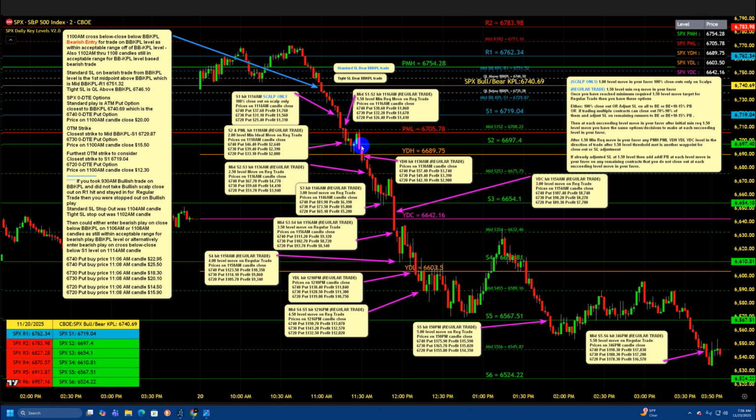Now here on the very next candle, as you can see here, it wicked down and it hit the S2 level here. That is now a 2-level minimum ideal move on a regular trade. Now, the difference between a minimum ideal level move and a minimum required move, 1.5 level, is that on normal to low volatility days, a 2-level move is basically going to be the extent of most moves.